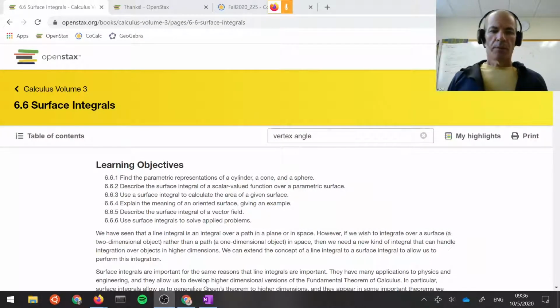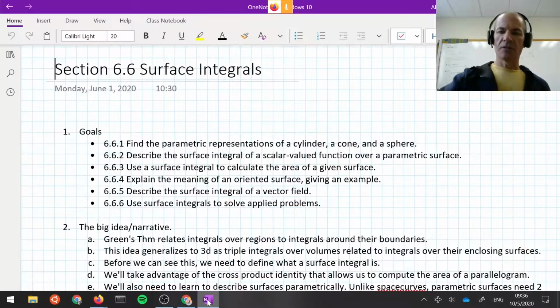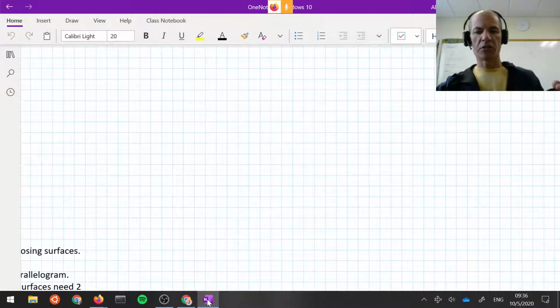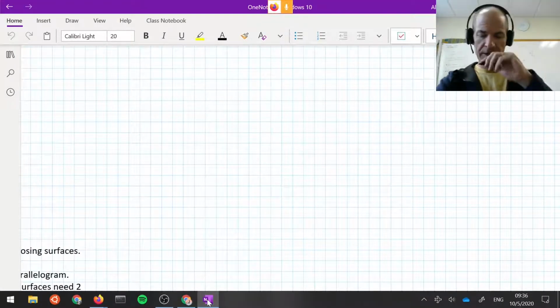All right, let's talk a little bit about surface integrals. Why are we talking about surface integrals? I've alluded to this several times, and I just want to draw the big picture before we carry on with this section.